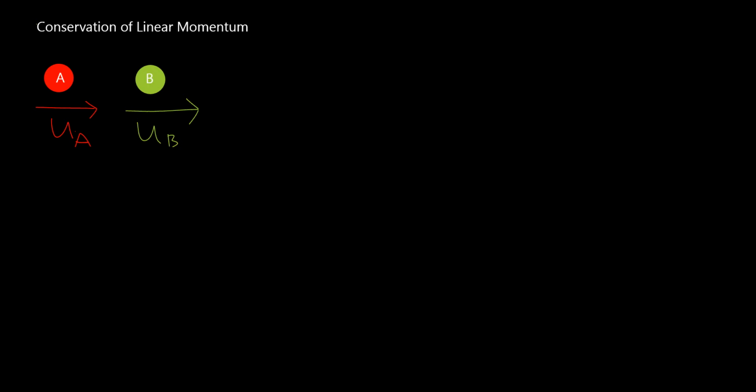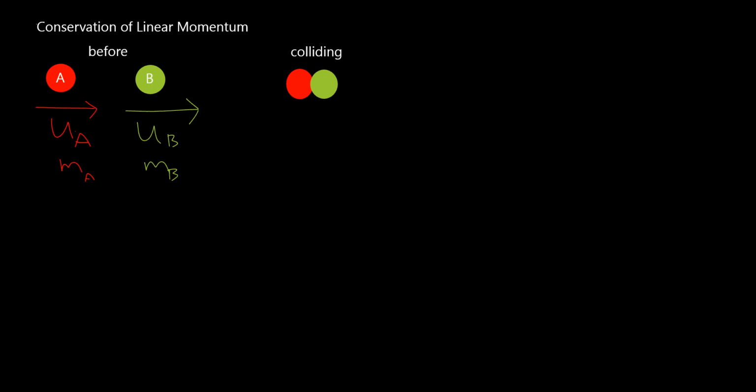Let's also assume that ball A has a mass m of A and ball B has a mass m of B. So if these two balls are in motion and the red ball is going faster than the green ball, they're going to collide after a certain amount of time. Let's have a look at what happens at the collision.